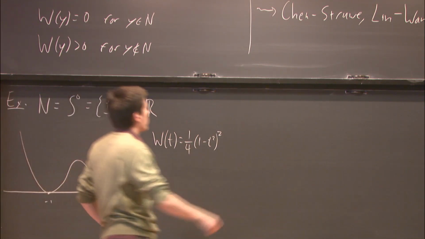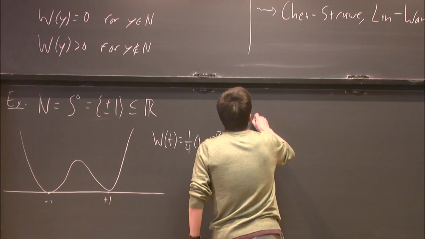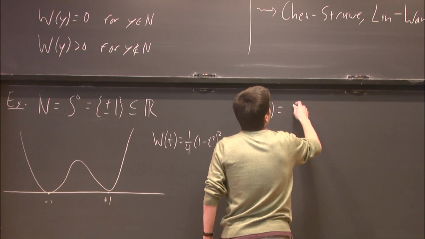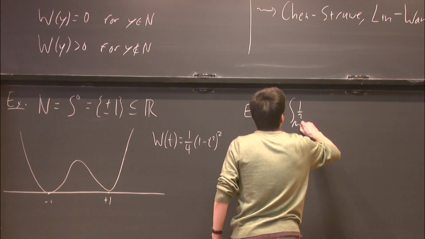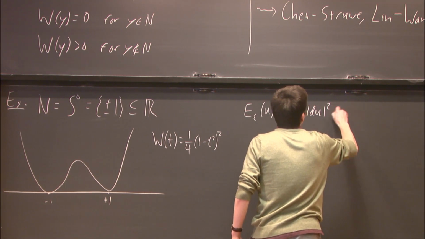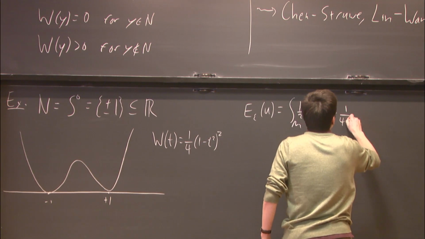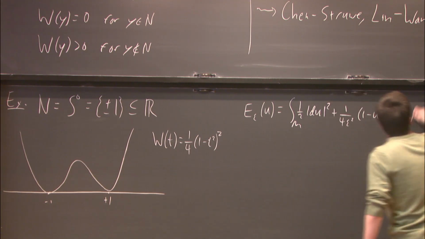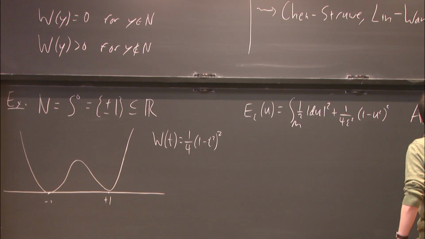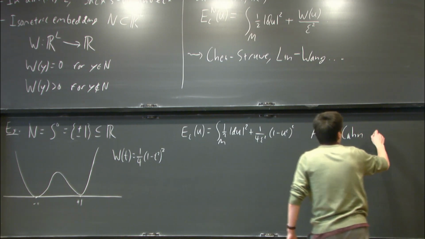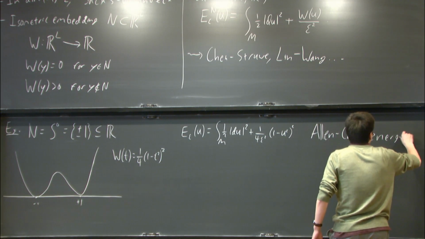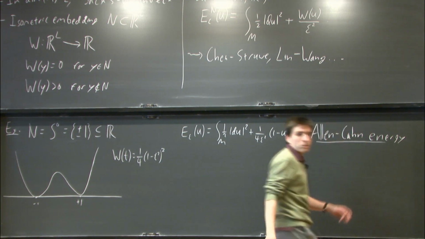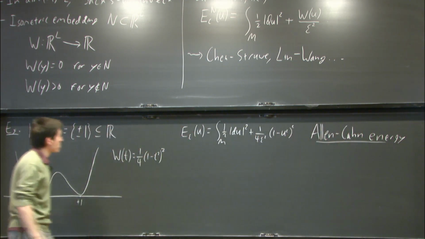OK, so the functional that we get in this case now takes scalar valued functions and assigns to them what's called the Allen-Cahn energy, named after physicists who studied it in the context of phase transitions. OK?